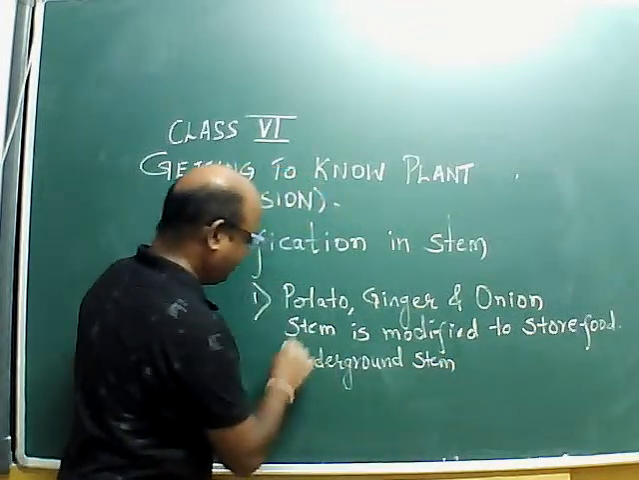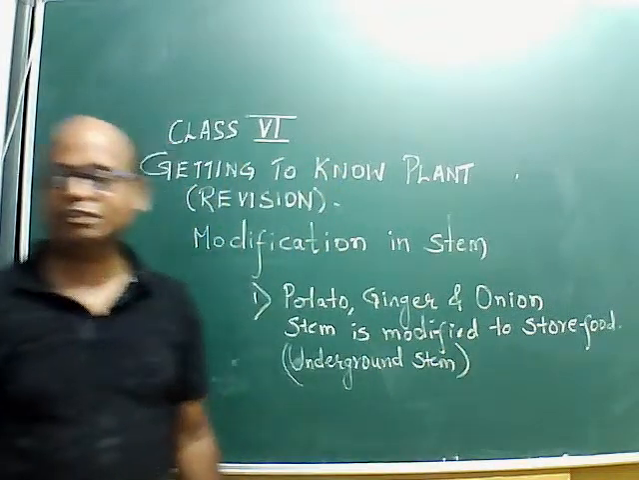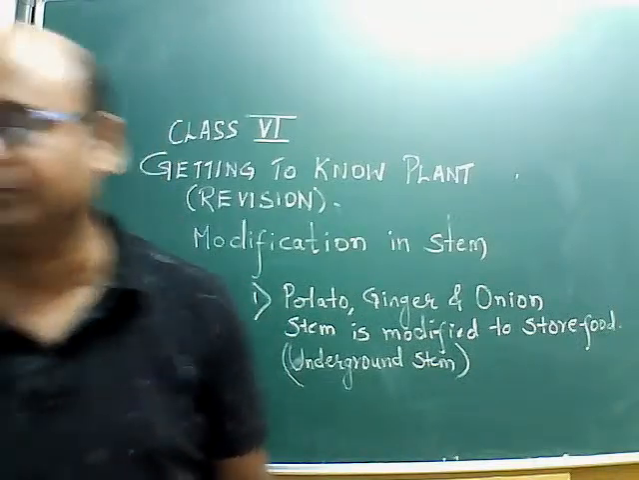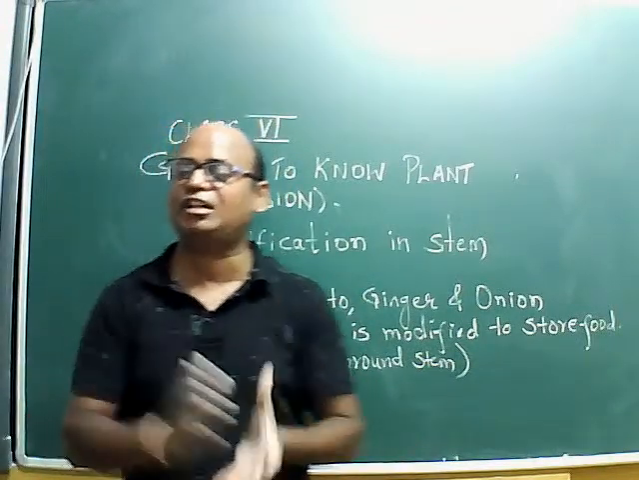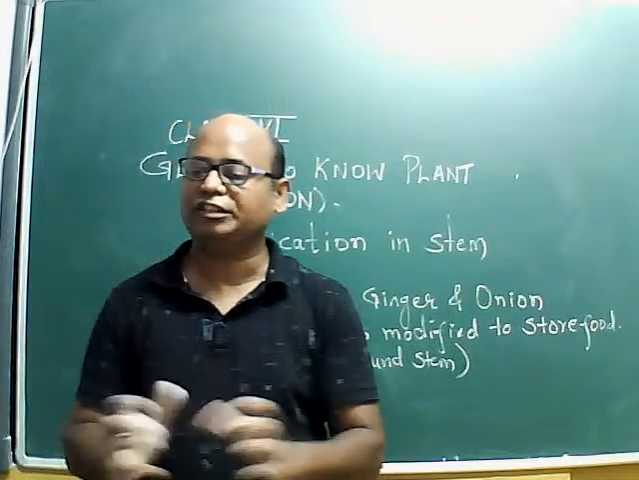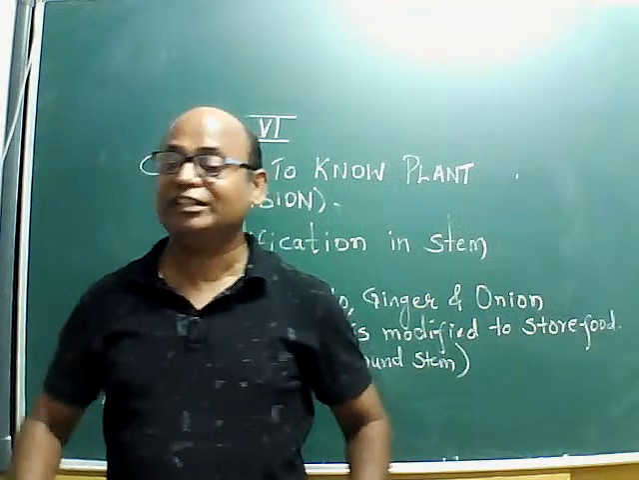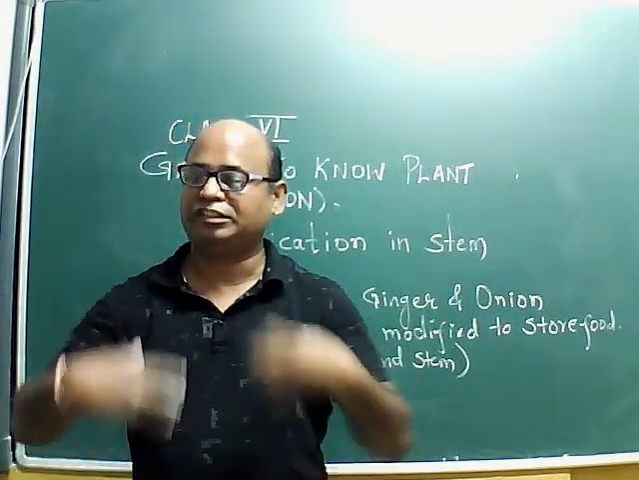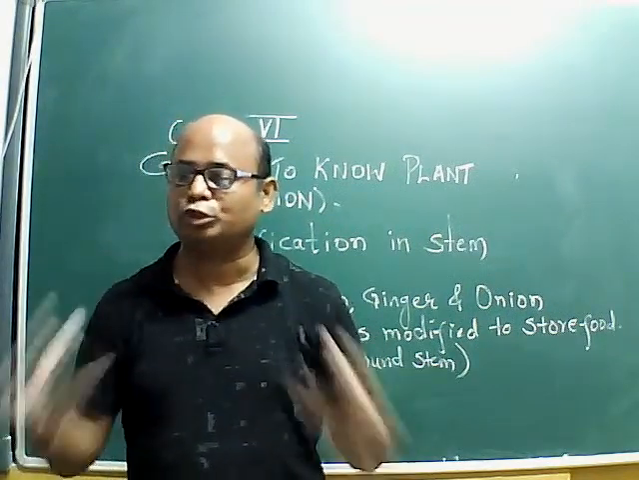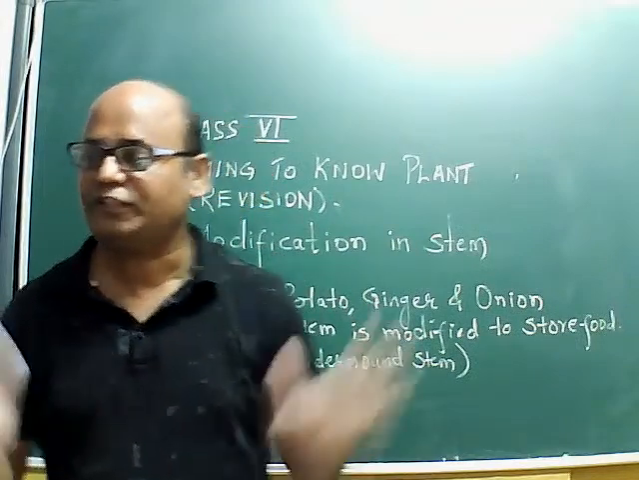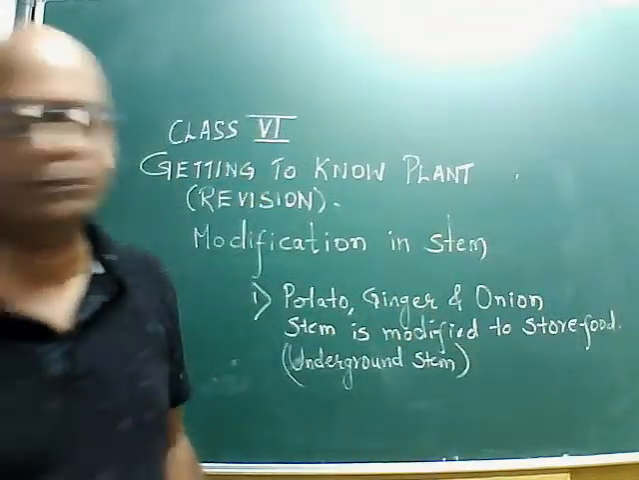This modification we will see in the stem. All of you have seen potato, ginger, and onion. Don't think they are roots since they are growing below the ground. They are stems. This modification is there to store food. So this is the first modification we will see in the stem.